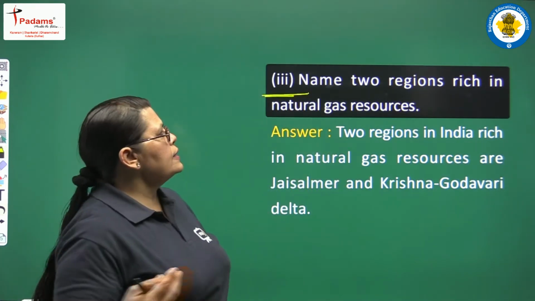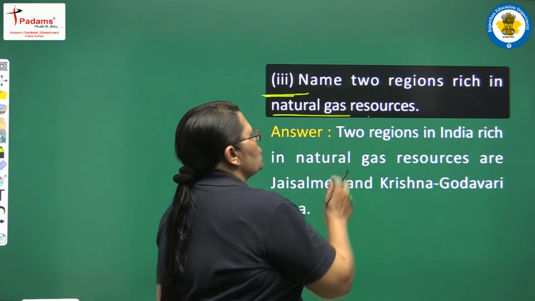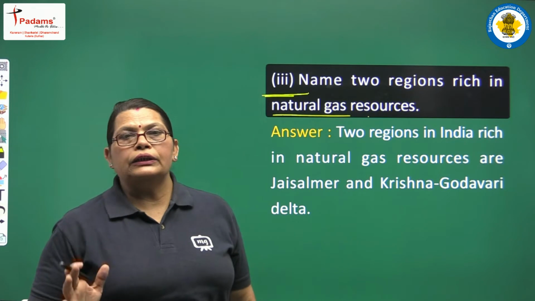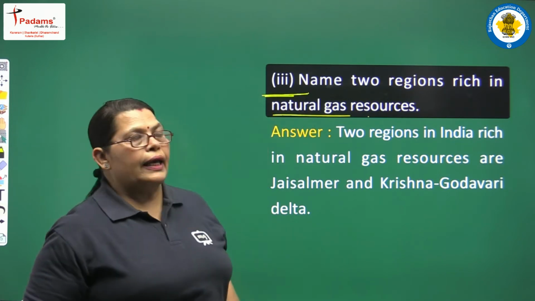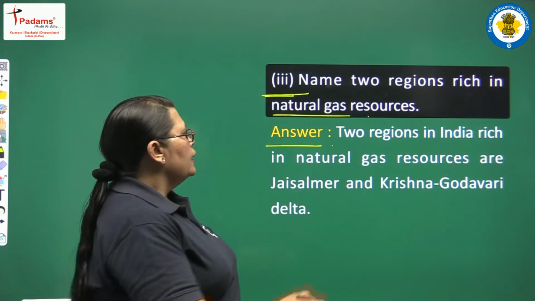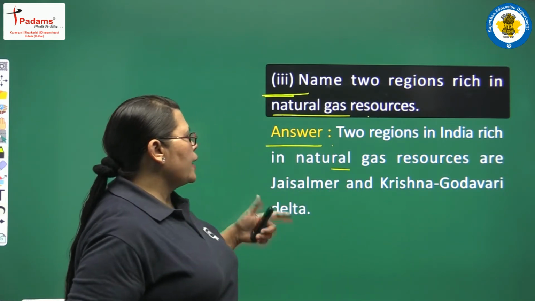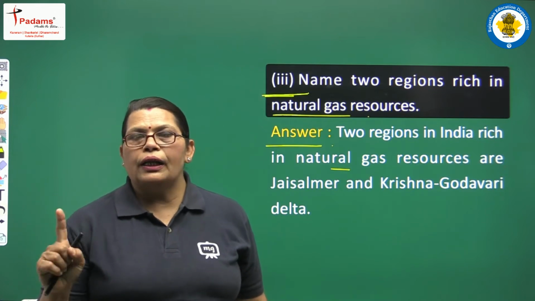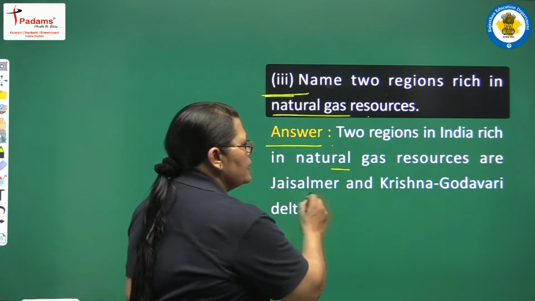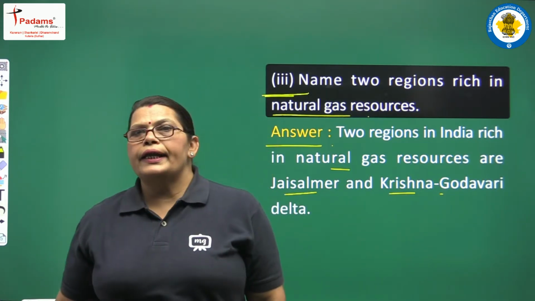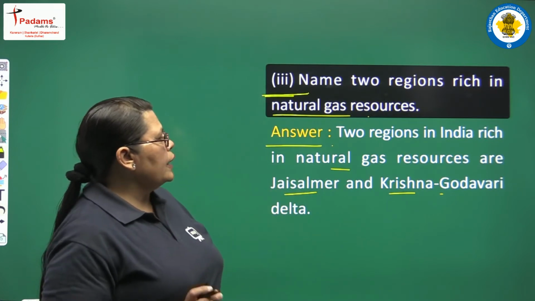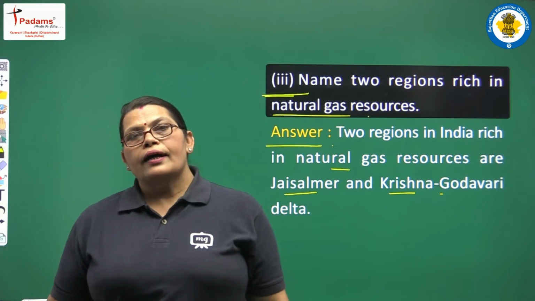Name 2 regions rich in natural gas resources. Yes, 2 regions in India especially which are totally rich in natural gas resources. See here, the answer is, 2 regions in India rich in natural gas resources are, first one is Jaisalmer. Jaisalmer is in Rajasthan, and the second one is the Krishna Godavari Delta region. These 2 regions are where natural gas resources are found.